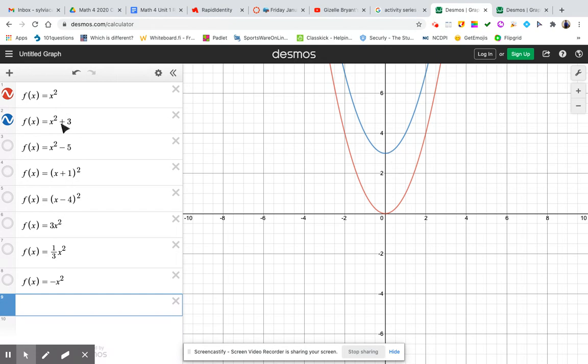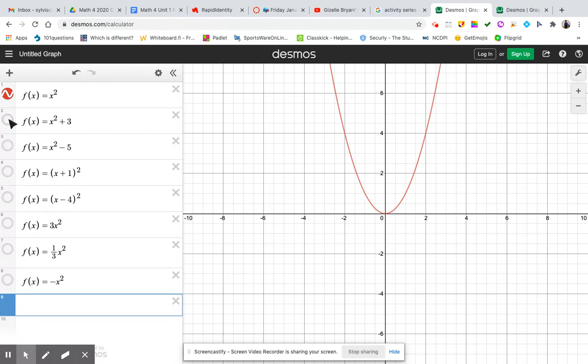So x squared to x squared plus 3, it goes up 3 spaces. I know that because I can just look at it and count. This is 1 space where my arrow is. This is 2 spaces, and this is 3 spaces. So I know that it moves up 3. I can also tell that by looking right here at the plus 3. That tells me it's going to go up 3.